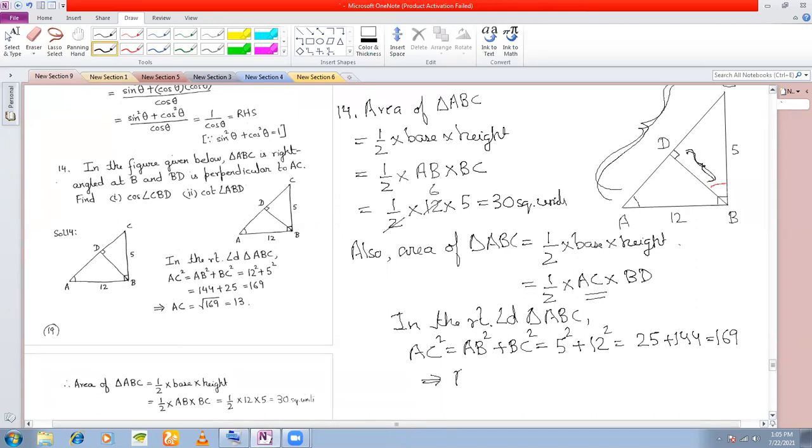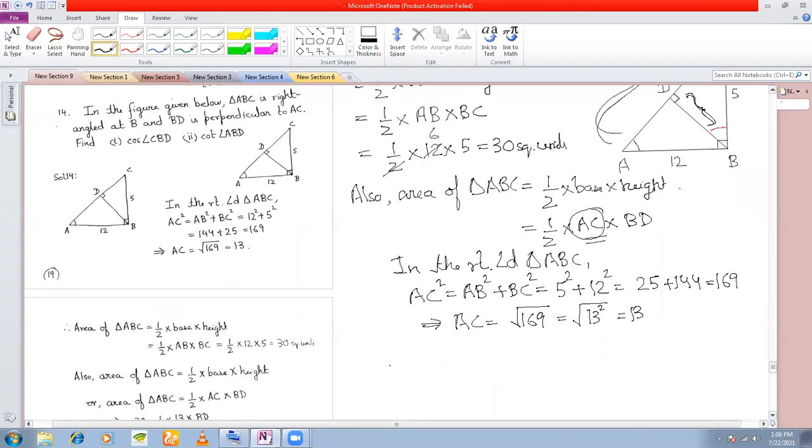That means AC is root 169, which is equal to root over of 13 square, which is 13 units. Okay, let's write 13 so that we know. So this entire length is 13. Now look here, area of triangle ABC, what is? We have got the length of AC here, so we can find out.